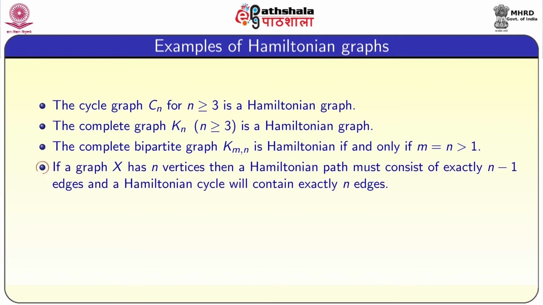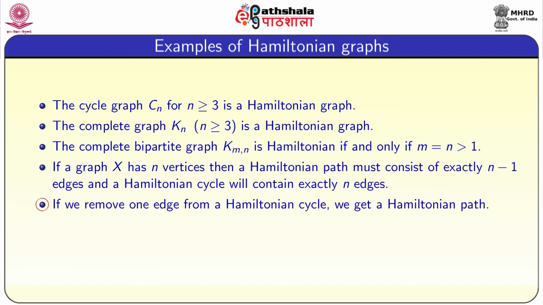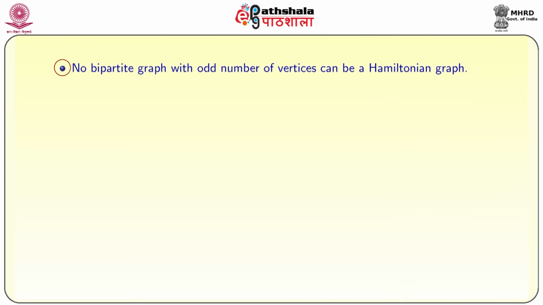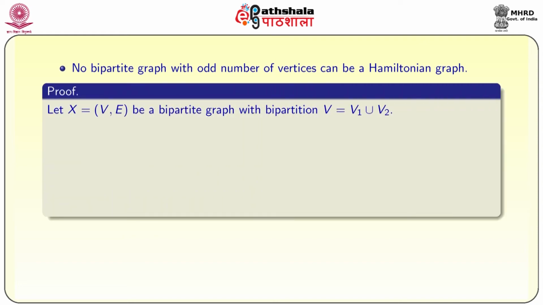If a graph X has n vertices, then a Hamiltonian path must consist of exactly n minus 1 edges, and a Hamiltonian cycle will contain exactly n edges. If you remove one edge from a Hamiltonian cycle, then we get a Hamiltonian path. No bipartite graph with an odd number of vertices can be a Hamiltonian graph. Now, we will prove this one.